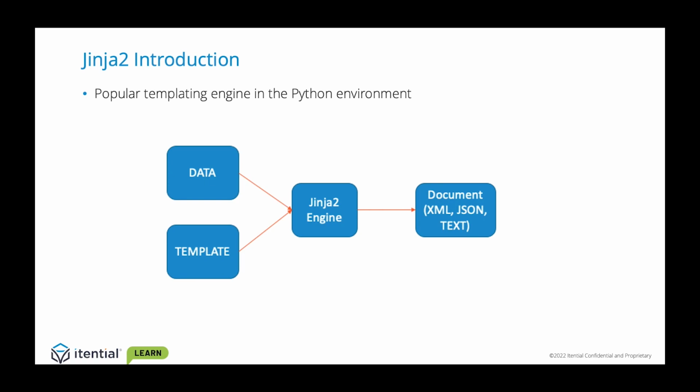The template will have some static content and some dynamic content. You can build logic to generate this dynamic content using the data object that is passed to this template. The Jinja2 engine would render the template using this data and then create a document. The document can be an XML document, a JSON document, or any format with text encoding. The link to the source article for this diagram is mentioned in the description box below.